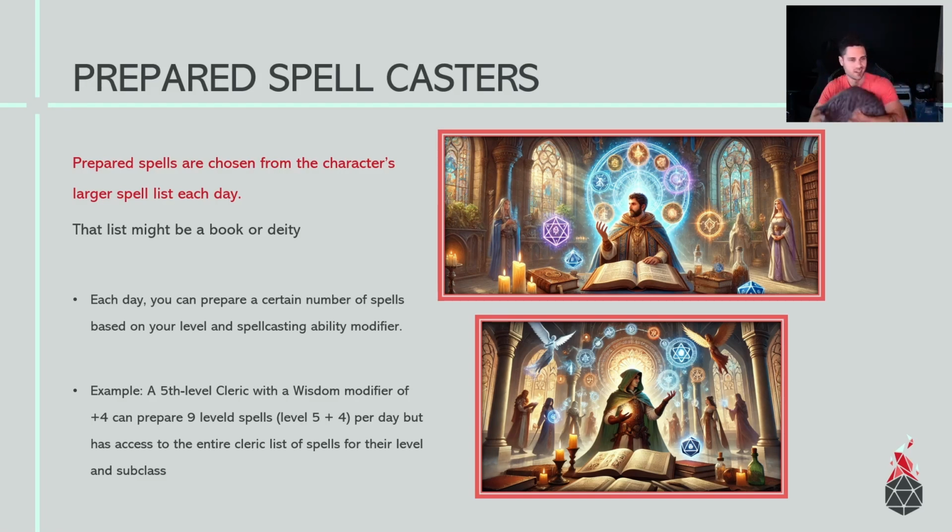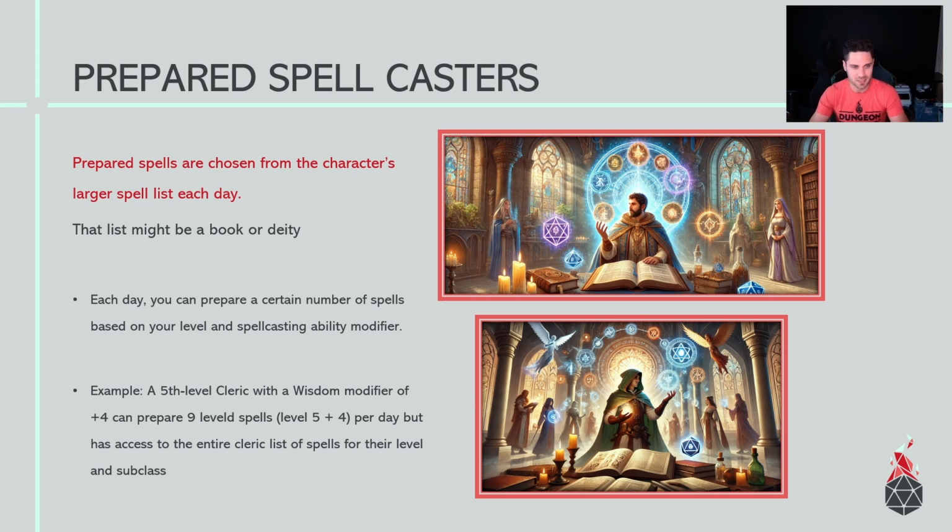He wanted to join. So an example of this is a 5th level cleric with a wisdom modifier of +4, which we know as Basilius, can prepare 9 leveled spells, which is level 5, +4, per day, but he has access to his entire cleric list of spells for his level and subclass. So Basilius has X number of spells. I don't know what it is off the top of my head. Let's just say it's 20 for the sake of this example.